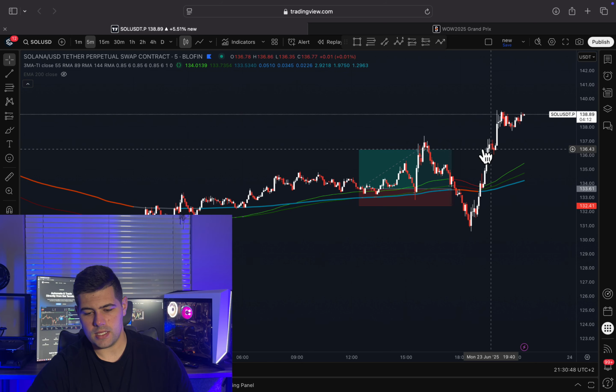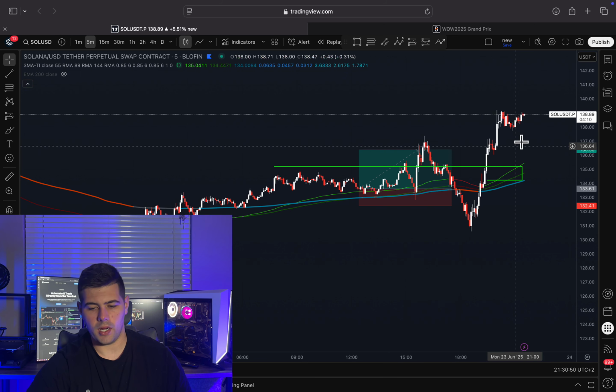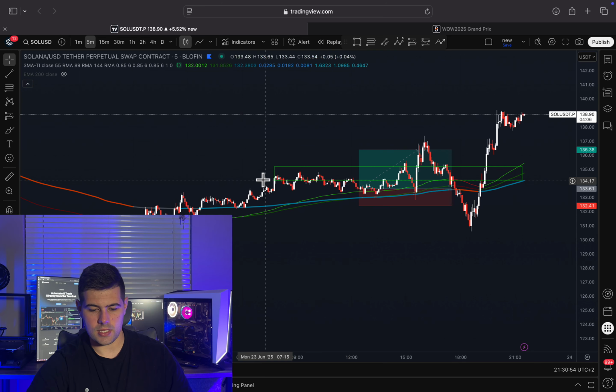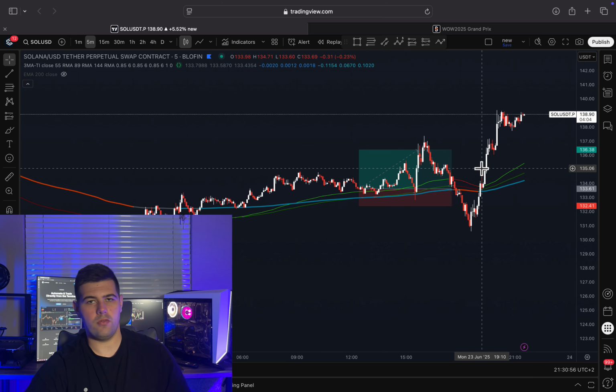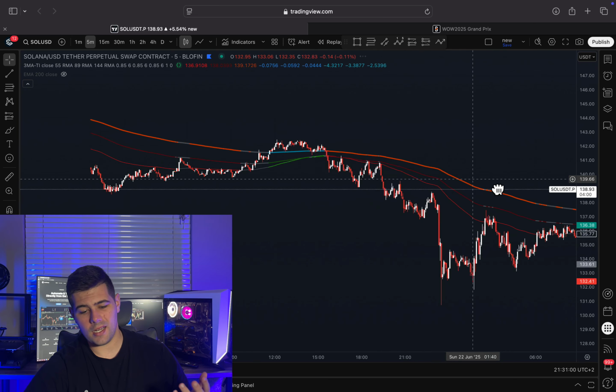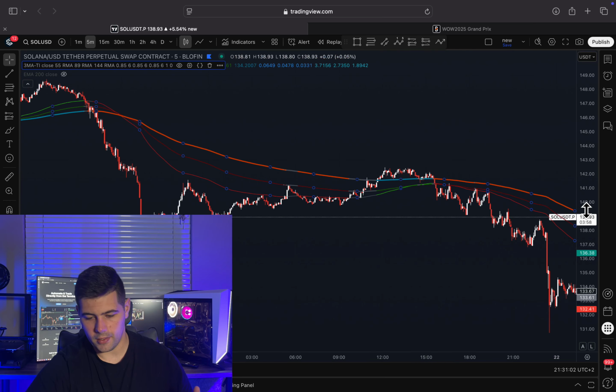So here we did see a bit of support in this range, but I do think we might see a lower pullback to these levels right here. Then if we see good support, I'll probably look for another entry. But now let's look at another example for short trading.